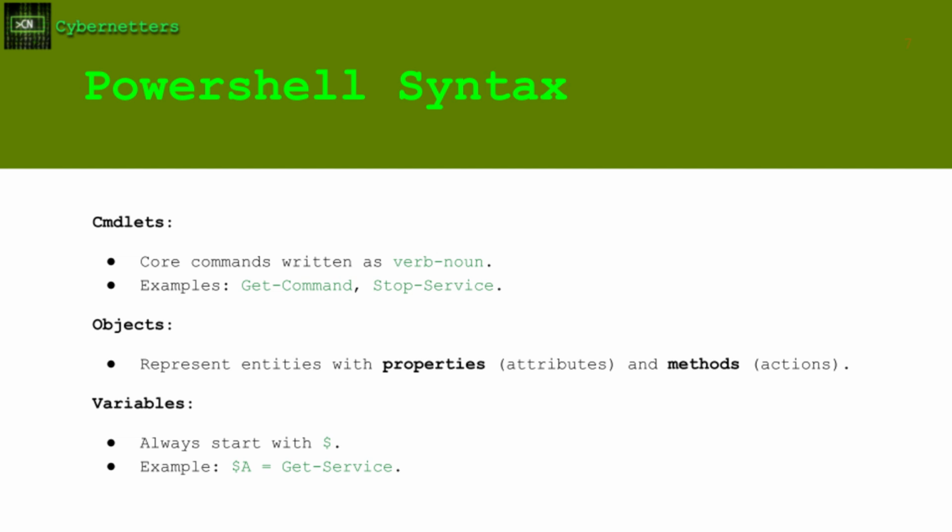The second one is objects. PowerShell doesn't handle plain text, it works with objects. Objects represent entities, like a running service, with properties or attributes and methods, actions that you can perform. This makes PowerShell incredibly flexible for managing systems.